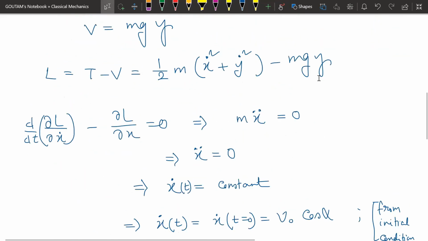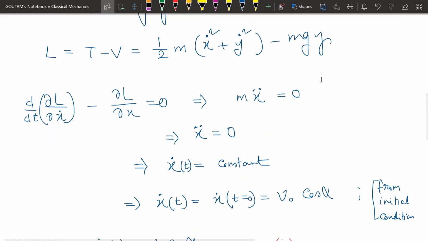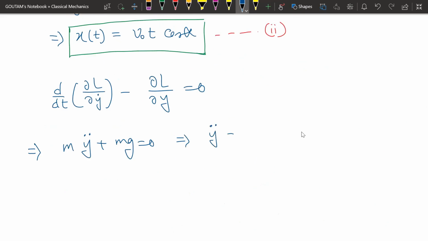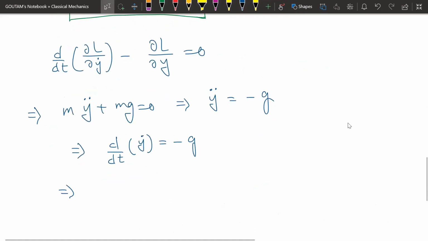m y double dot, and ∂L/∂y, which will be minus mg. And there is already a minus sign here, so it will be plus mg equals to zero. It implies y double dot equals to minus g. It implies d/dt of y dot equals to minus g. It implies d of y dot will be minus g dt.